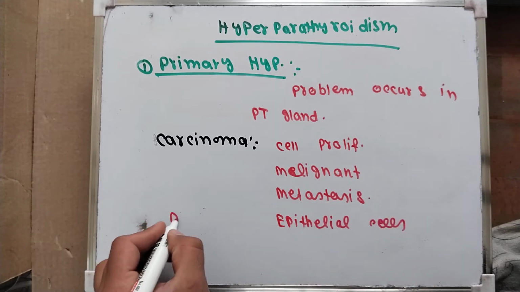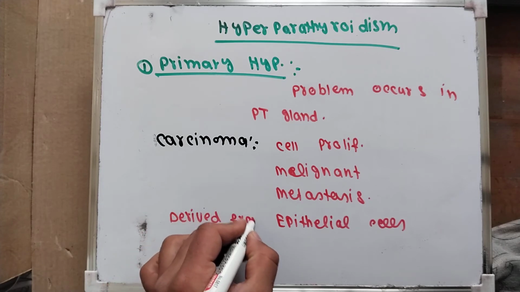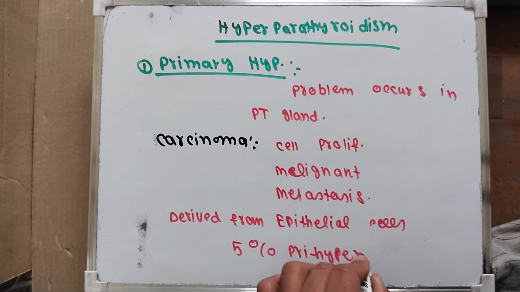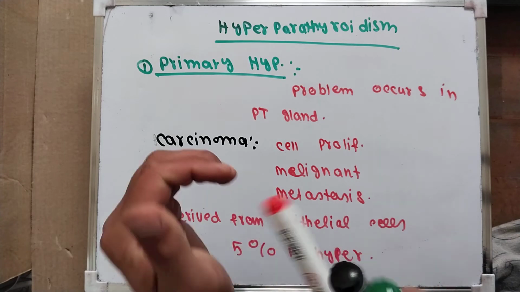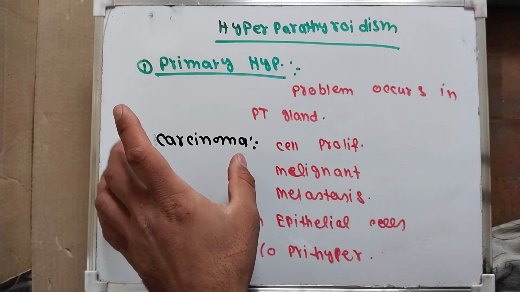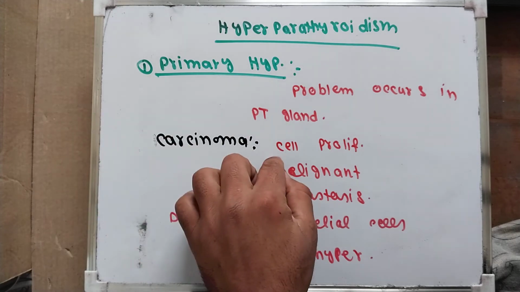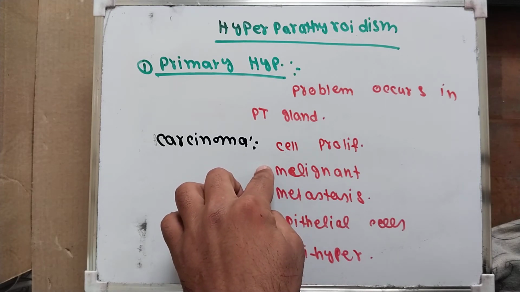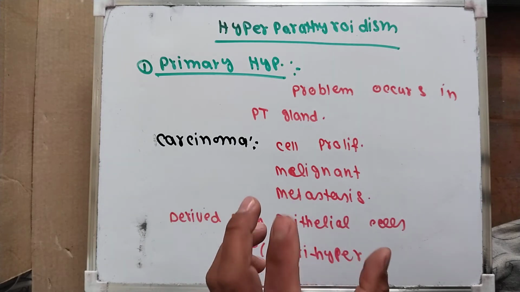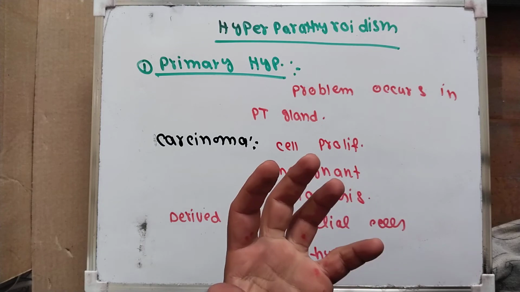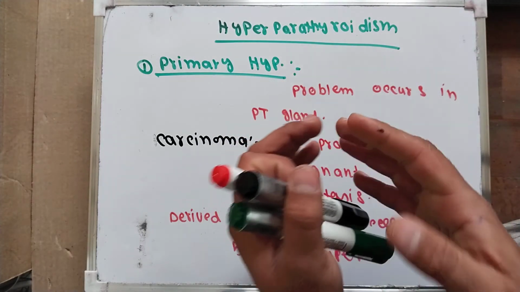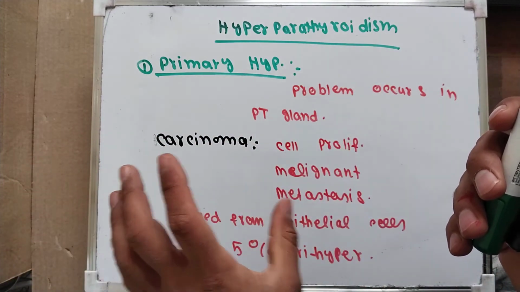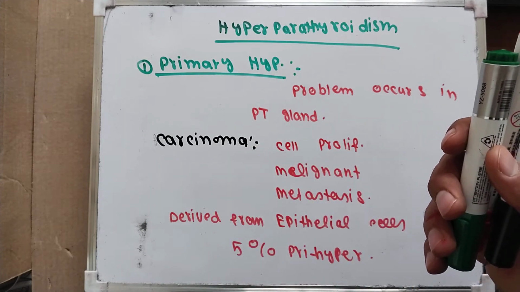It is derived from epithelial cell, and this contributes only 5% of primary hyperparathyroidism. This is a very rare problem causing primary hyperparathyroidism. So in carcinoma, what actually happens is that proliferation of cells occurs. This is very dangerous. We will say this is malignant, and it also has the property of metastasis. Metastasis is when cancer occurs in one organ and spreads to the surrounding organ. This is known as metastasis, and carcinoma is derived from epithelial cell, and it contributes 5% of the primary hyperparathyroidism.